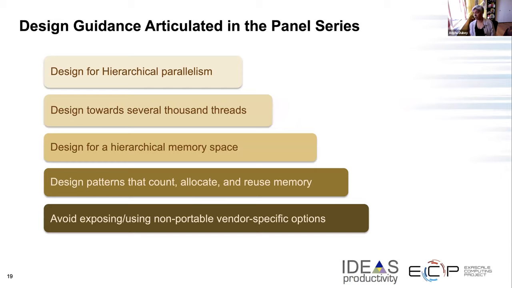So before I go into what I mean by exactly that, here is a design guidance that got articulated in the ECP performance portability panel series that I mentioned earlier in the presentation. These were the points gelled by the participants: when designing, the design should be for hierarchical parallelism, which means that we should be thinking about several thousand threads operating simultaneously. The platforms are going to have hierarchical memory spaces, so that should be a part of the consideration. And therefore, the design patterns that we use should be thinking about counting, allocating, and reusing memory smartly, because memory itself exists in a hierarchical space.